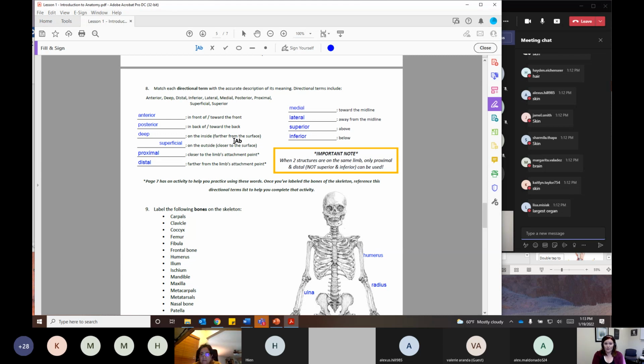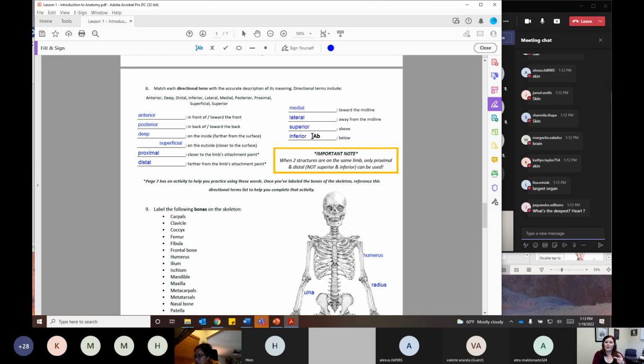So I mentioned it before, flashcards with the meanings of these words would be a very good idea. The other thing that would be good to put on flashcards is who's an opposite to who. So on one side, we would have medial. On the other side, we'd have lateral. On one side, superior, the other side, inferior.